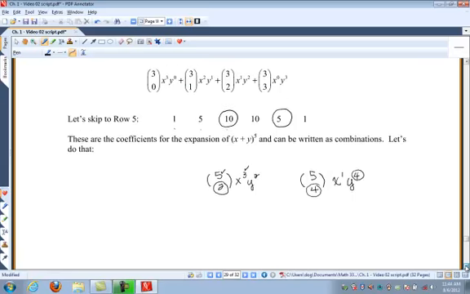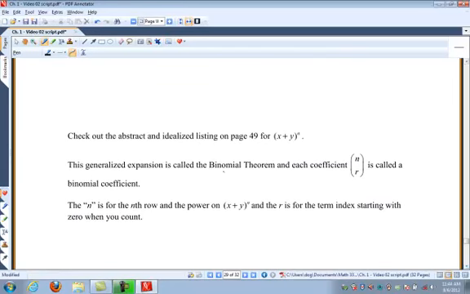Now, in the book, on page 49, there's an abstract and idealized listing for (x + y)^n, any power that's a natural number. This generalized expansion is called the binomial theorem, and each coefficient C(n,r) is called a binomial coefficient. The n is for the nth row and the power on (x + y)^n, and the r is for the term index starting with 0 when you count over on the y.